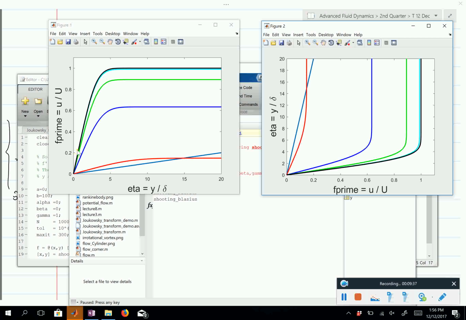So here, black is the solution for f prime, so for the derivative of the f function. You see that it matches the right boundary condition. At eta equals 0, it's equal to 0, and at eta equals infinity, so here it's 20, it's equal to 1. Right, so that's f prime.